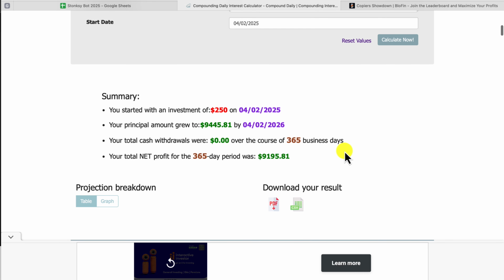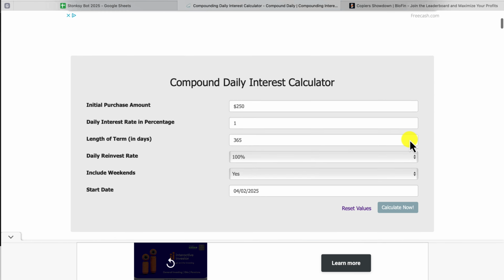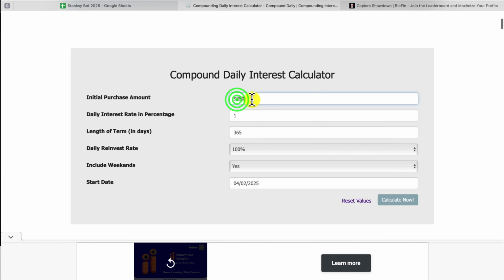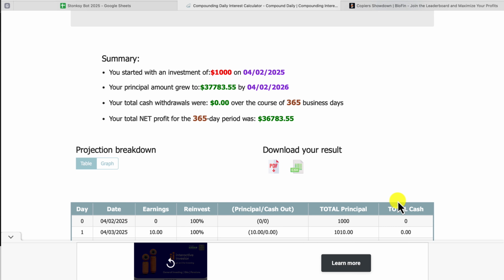Okay, so that means that by the 2nd of April next year, the $250 would have grown into 9,445 with a total profit of 9,195, which is not bad. So you can imagine if you started off with something larger, let's say 1,000, you would then have 37,783 by April next year. That's the kind of thing we're looking at.